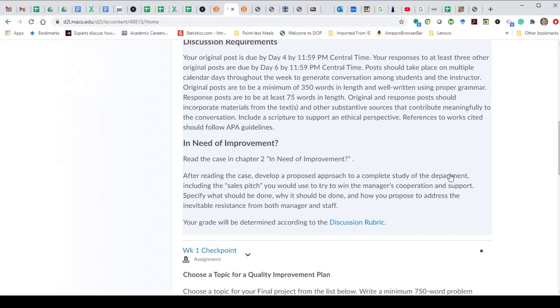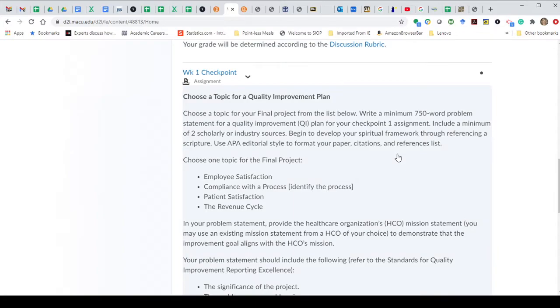And the first one is developing a proposal, so look at the case in chapter 2, In Need of Improvement, and we'll talk in our discussion for week one about how to address some of the resistance that can happen when you work in a group of people that don't maybe want change or don't see the value in change. And as a manager, you have to help them buy into that change. And then you'll submit your topic for your quality improvement plan.